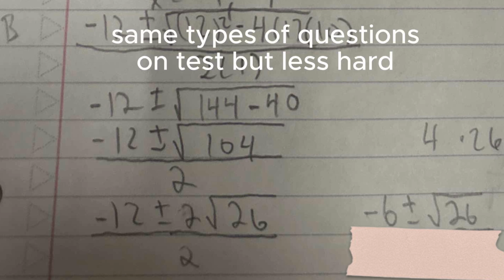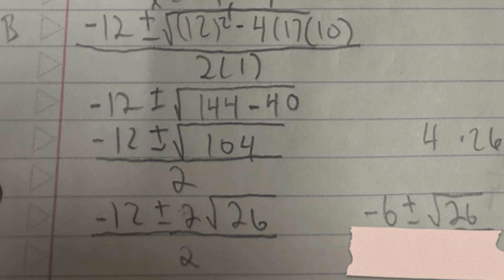What I saw in the test was that it wasn't really hard numbers, they were a little bit simpler. So you can do 4 times 26. Once you take 4 out of the square root, it's going to be 2. Then you divide, and the final answer is negative 6 plus minus the square root of 26. It's going to be two solutions: negative 6 plus, and negative 6 minus.